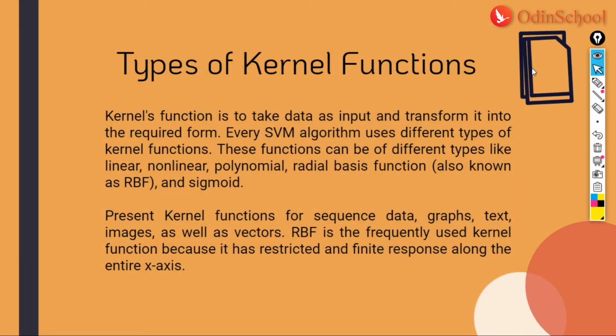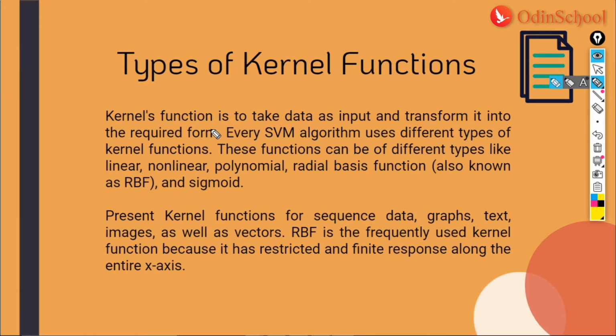Now going forward, what are the different types of kernel functions that we use? Here I've just mentioned a few. Let us discuss a few of them. The kernel function is to take data as input and transform it into the required form. That's what we were talking about. Now 2D to 3D, or lower to higher dimension, is one of them. There are also other methods which do the same thing.